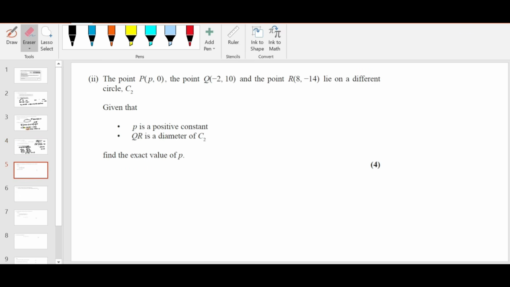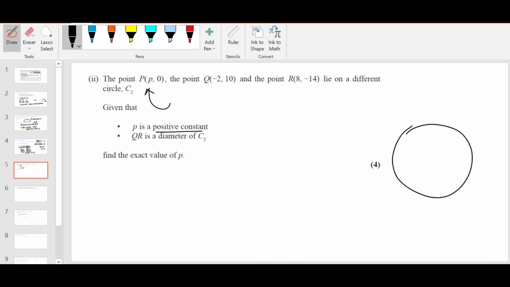Let's move on to the next part of the question. Next part is entirely different. You have 3 points that lie on a different circle. P has one missing coordinate and it's a positive number. QR is the diameter. Okay, if you take the circle, QR is the diameter. Let's say the other point P is in here. So definitely this will frame a right angle triangle, right?